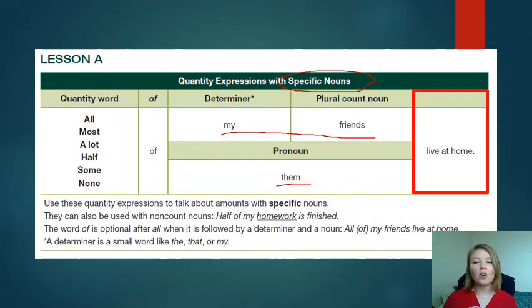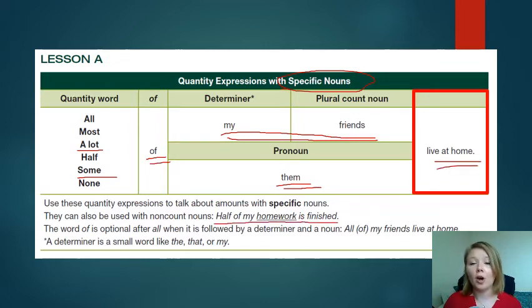So this is how we have sentences like, a lot of my friends live at home. Some of them live at home. Half of my homework is finished. These are used to talk about specific situations.